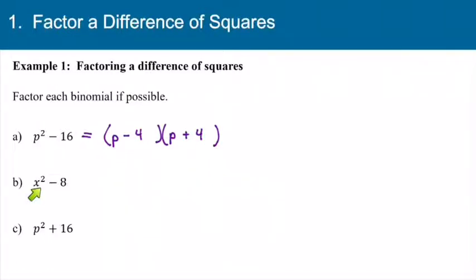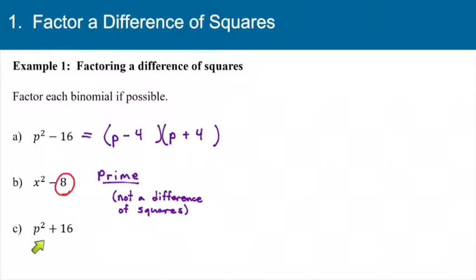Okay, now let's try x squared minus 8. Remember, first you have to look at it and make sure that it's a difference of squares. So here I have square minus, 8 is not a square. There is no whole number that I can multiply times itself and get 8. So this is not a difference of squares. And therefore, this binomial is prime. It cannot be factored.